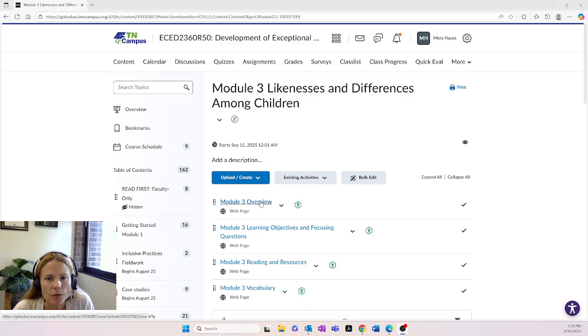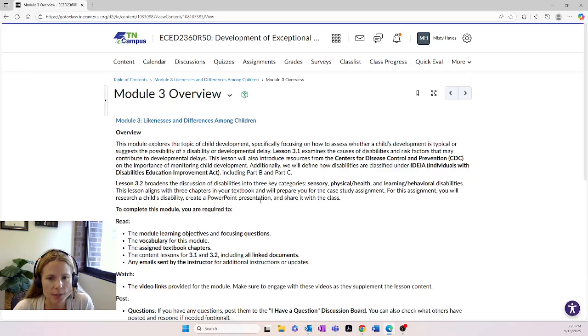To give you an overview of Module 3, it's going to be talking about the likenesses and differences among children, specifically early childhood, who have exceptionalities or disabilities. Okay, so with this module, we're exploring different kinds of child development. The topic's really going to be about the causes of certain disabilities and risk factors that contribute to things like developmental delay. Right.